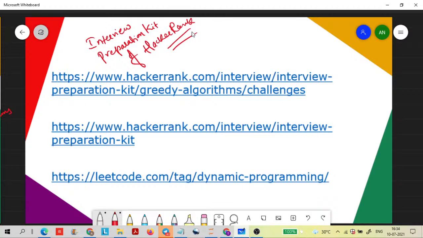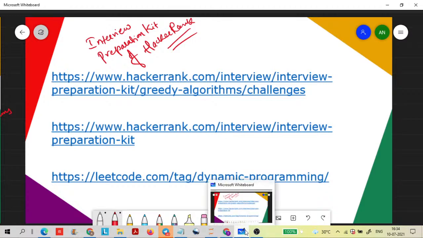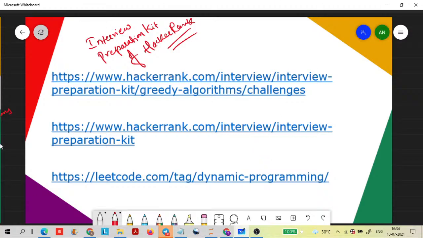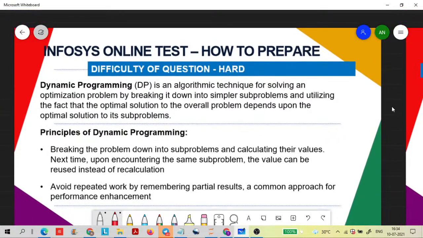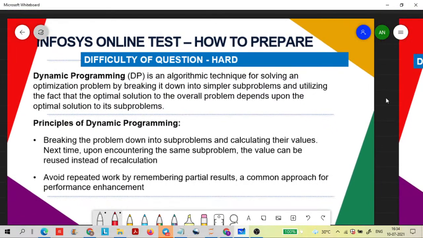Okay, so HackerRank platform interview preparation kit. Then comes dynamic programming also, that is your difficult level of questions. Okay, that is hard difficulty level, that is a hard type of question. So that is the questions based upon dynamic programming.